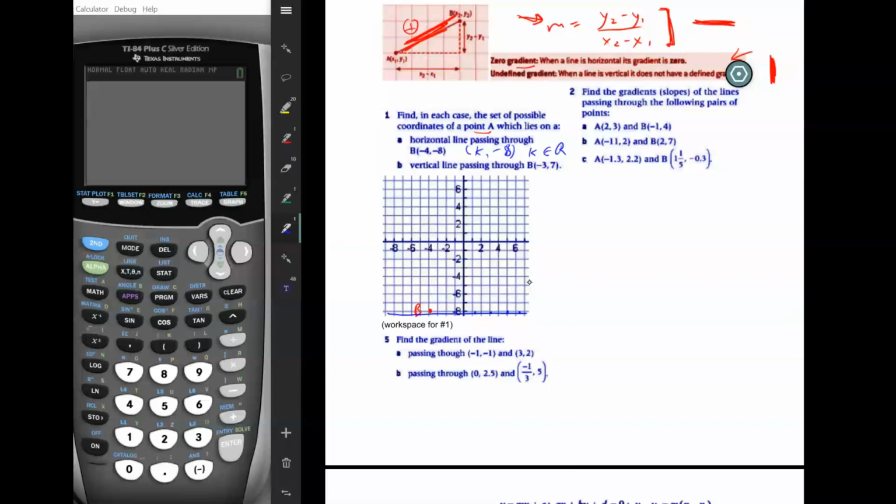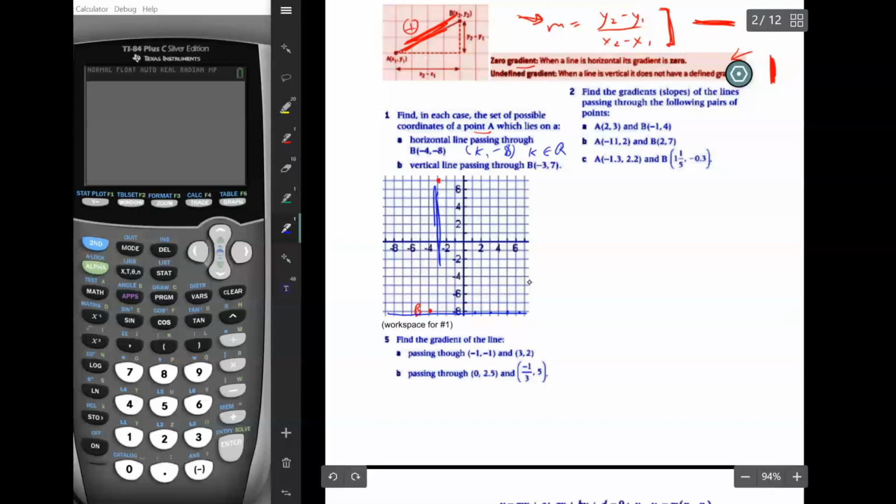Okay? What about B? A vertical line passing through -3, 7. So I advise you first to draw the point -3, 7. And then we're going to draw a vertical line that goes through it, so it looks kind of like that.